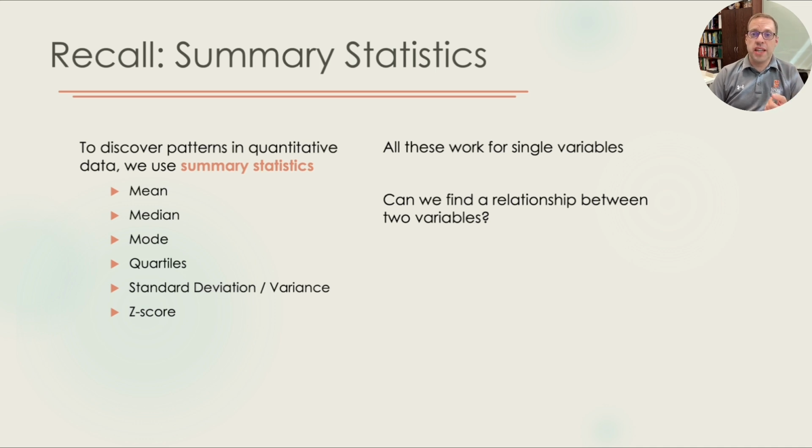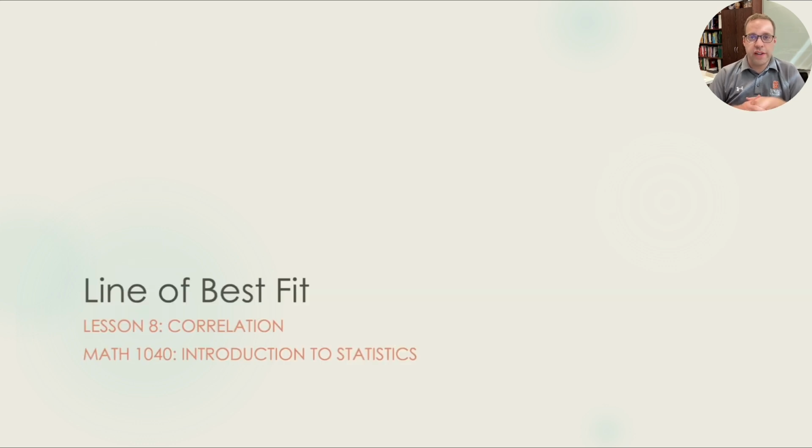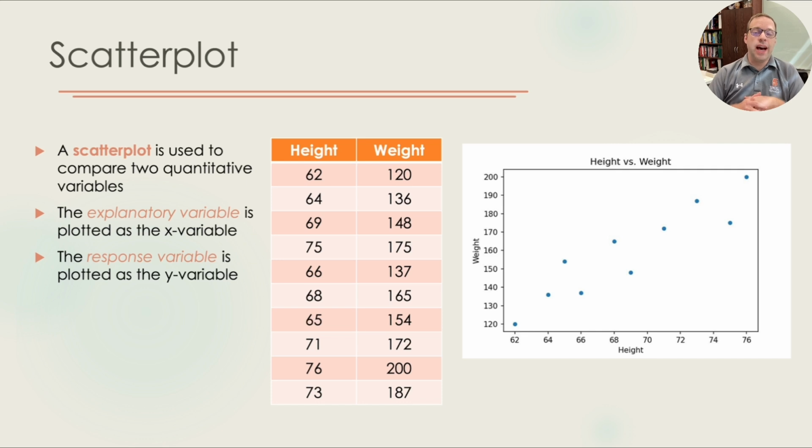There are tools to help find this relationship, and that's what lesson 8 is all about, is finding these tools to find relationships between two variables. In this video, we're going to focus on the line of best fit. Now, to introduce this, we're going to review scatter plots for just a second.